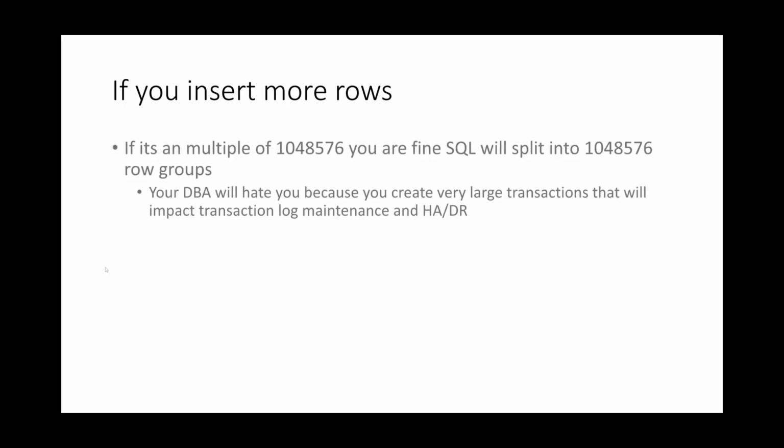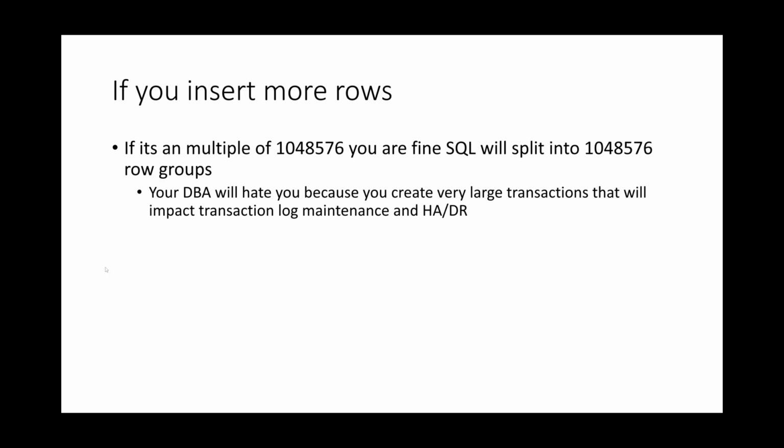So what happens if you insert more rows? I already explained it, but here one more time. It does the first 1,048,576, and yes, I will say this number a couple of more times. I apologize, but it's really important to get to it. And then it creates the next one with the remaining rows.